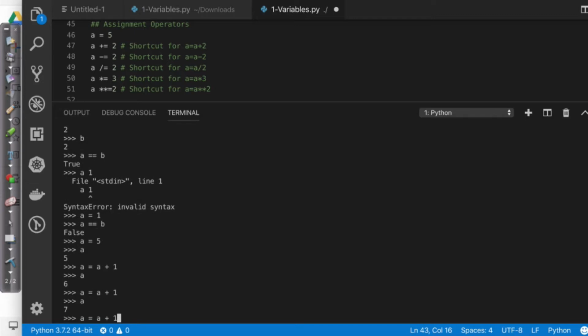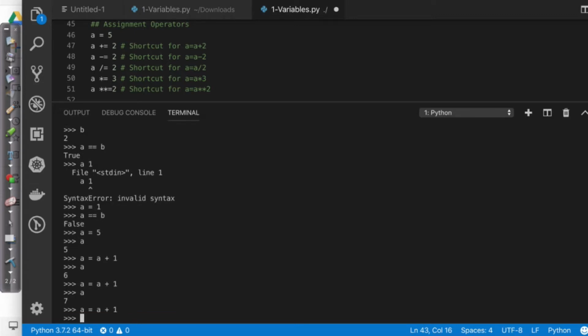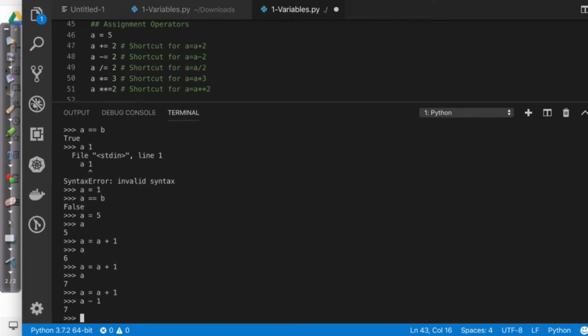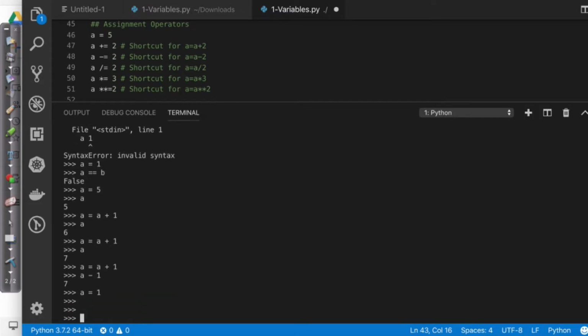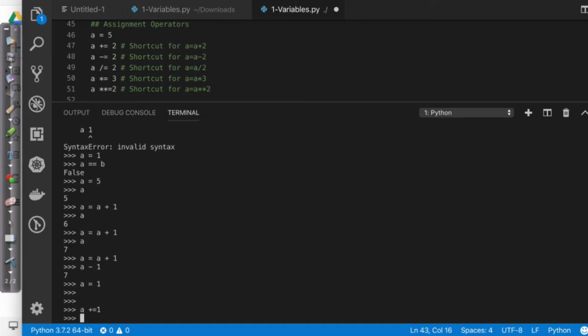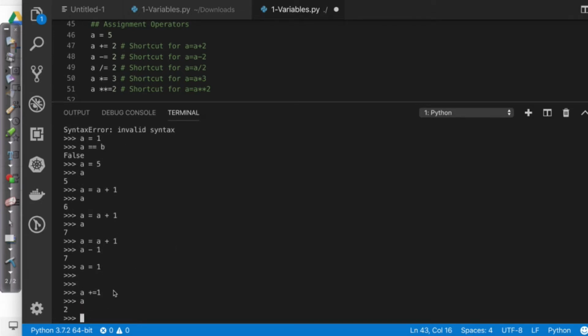If I do it repeatedly, I can increment this value. Now the problem is this is longhand and it's not a very efficient use. So what the Python people did is they gave us a series of shortcuts. As an example, if I make a equal 1, so I assign the value of 1, and I say a plus equals, then I can put a numeric value in here. I could say 1. That's basically shorthand for saying I want a to have 1 added to it.